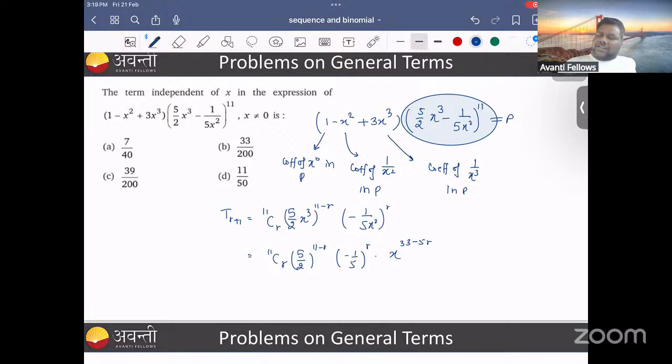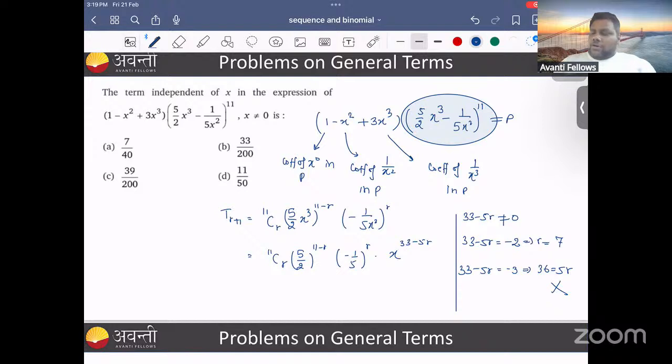Now, from this, 33 minus 5r cannot be 0, because if I make it 0, I do not get any integral x. Then 33 minus 5r equals minus 2. If it is so, that means r is 7. And for 1 by x^3, 33 minus 5r should be minus 3. That means 36 equals 5r. Again, not possible. Why not possible? Because r is not an integer in this case.